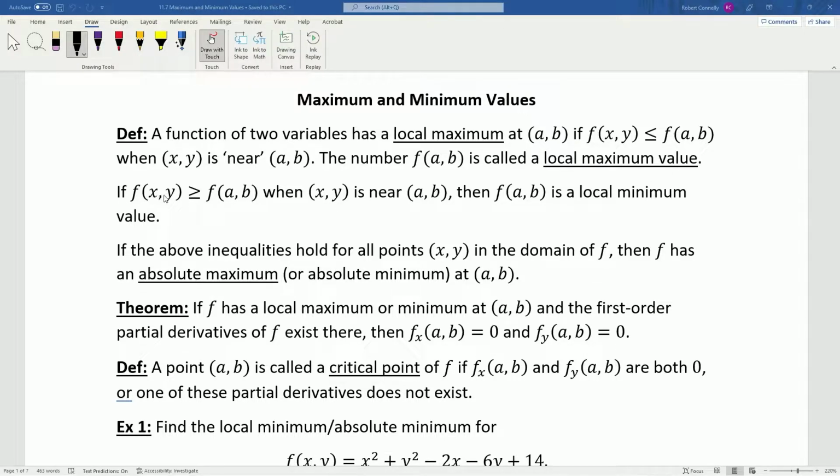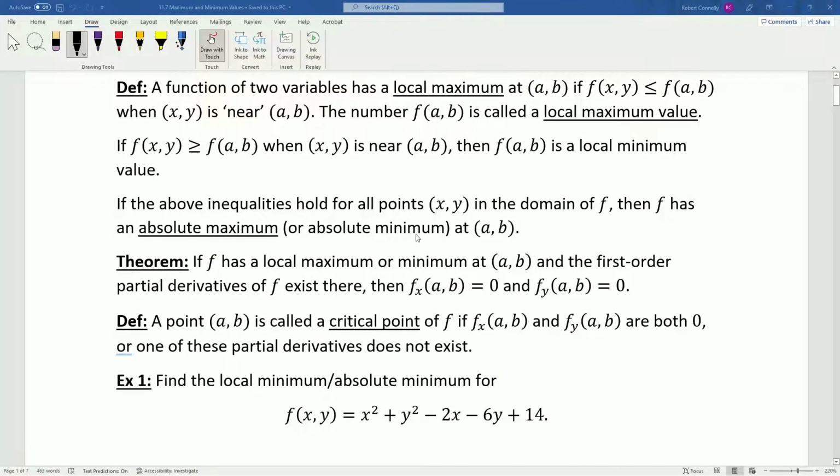If, on the other hand, f(x, y) is greater than or equal to f(a, b) when (x, y) is near (a, b), then f(a, b) is called a local minimum value. If the above inequalities hold for all points (x, y) in the domain of f, then f has an absolute maximum or an absolute minimum at (a, b). Obviously, we change the terminology depending on which of these two conditions is satisfied.